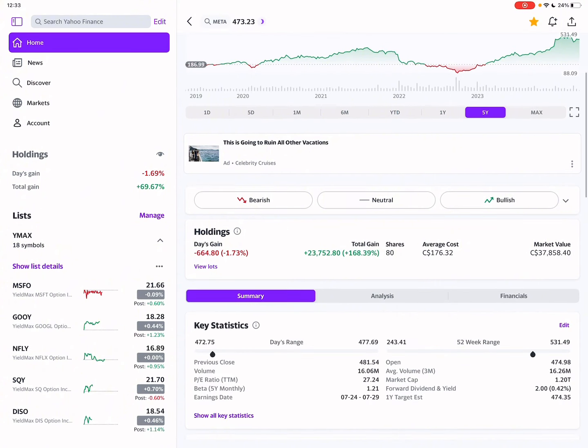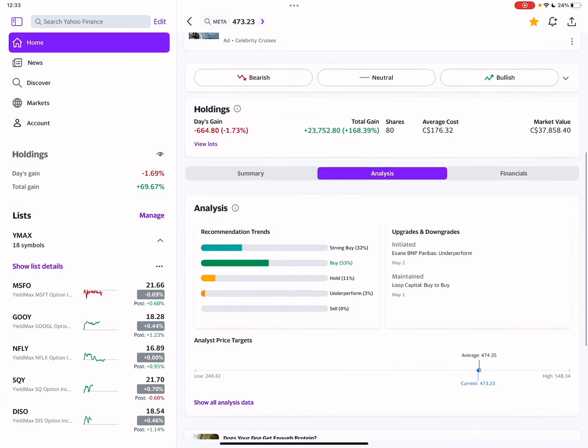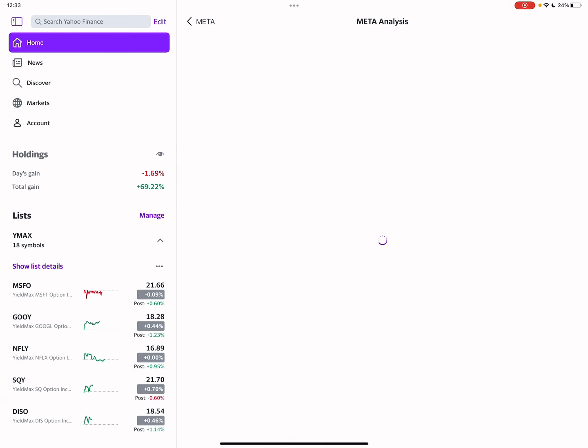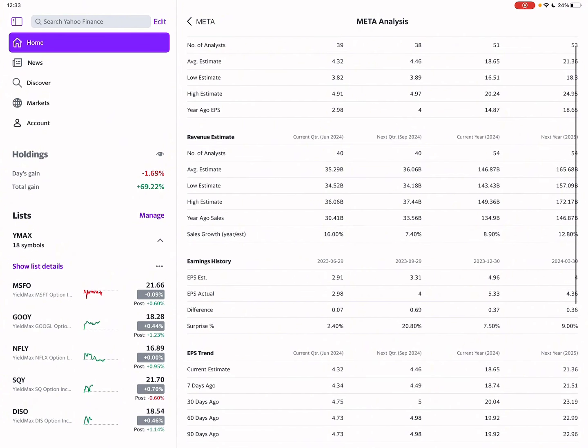Meta is doing really, really good. Their market cap now is 1.2 trillion. They are paying a dividend themselves. But here, let's take a look at what the analysts got to say. So, looks like for this current year, they're going to grow their revenues by 8.9%. I believe that's going to be a little bit higher, maybe 10 to 12%, and that's really good.